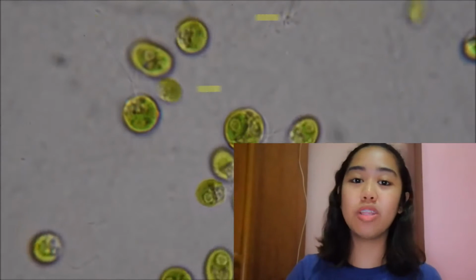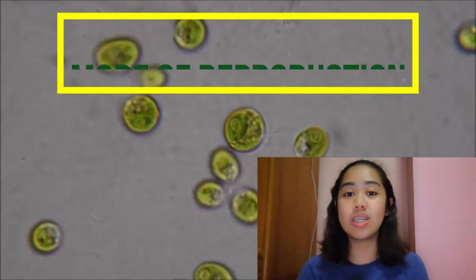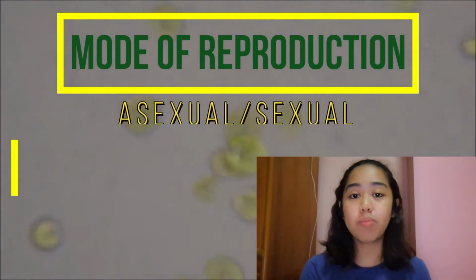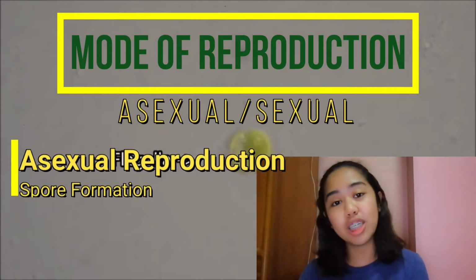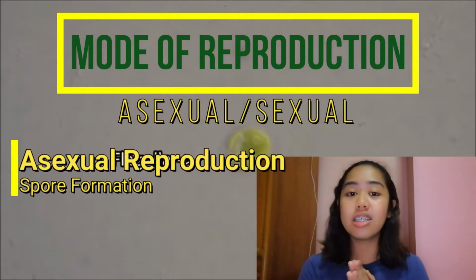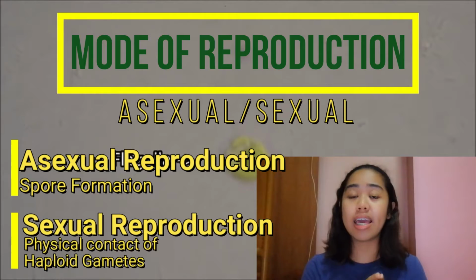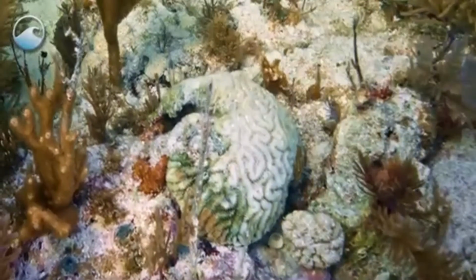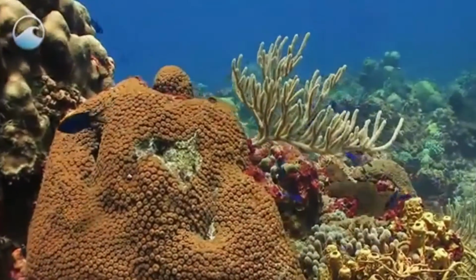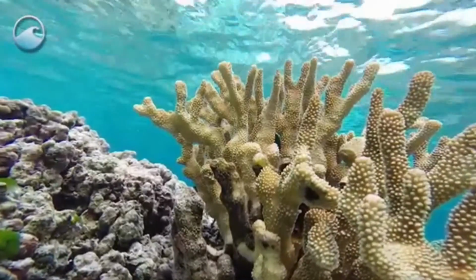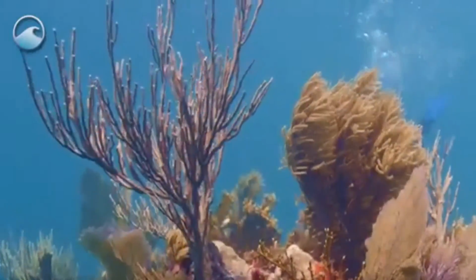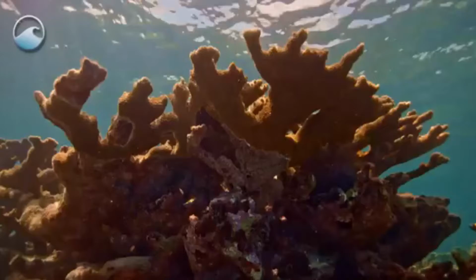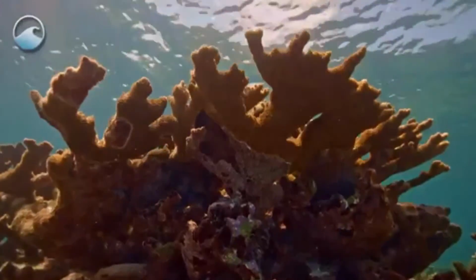So their mode of reproduction can either be asexual or sexual. For asexual reproduction, it occurs by spore formation. On the other hand, the sexual reproduction occurs by the physical contact of haploid gametes. Also, algae are mostly free-living, although some can form a symbiotic relationship with other organisms.